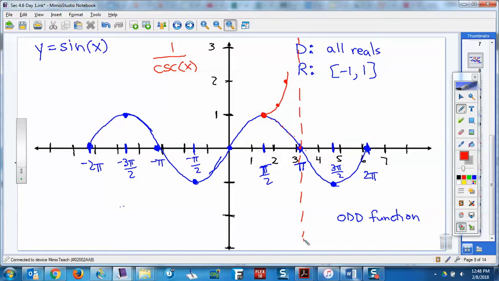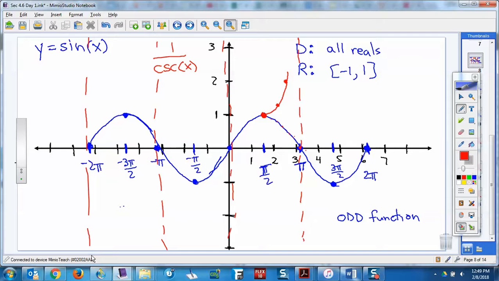Vertical asymptote right there, so draw it in. You're going to have a vertical asymptote. Every time the sine graph hits the x-axis, it has a y value of 0. If we do the reciprocal, we're going to be dividing by 0, and so therefore we're going to have an asymptote. So everywhere, here's what you're going to do.